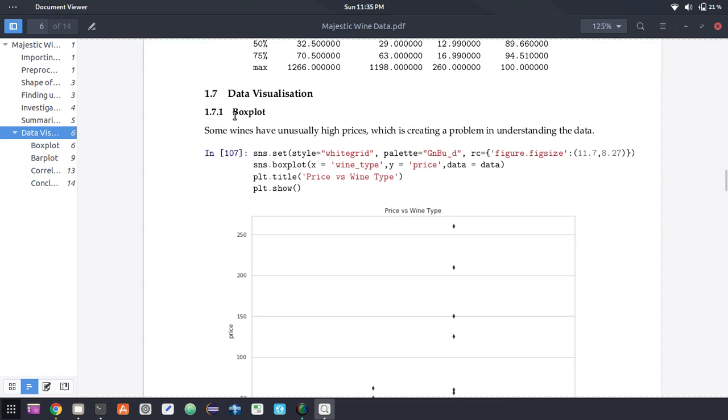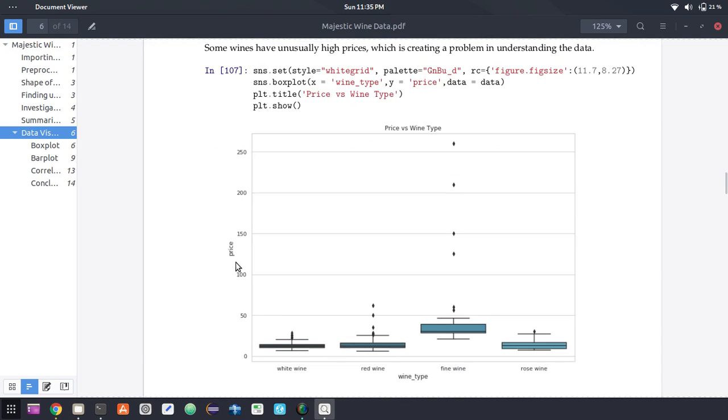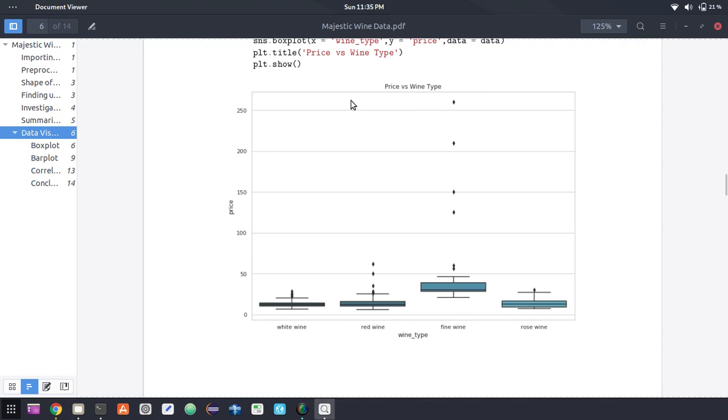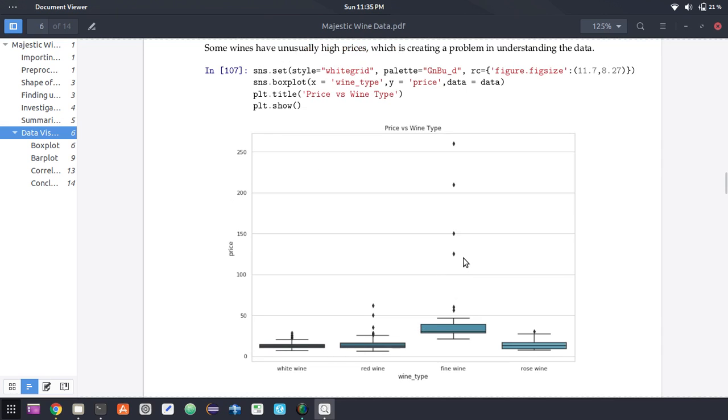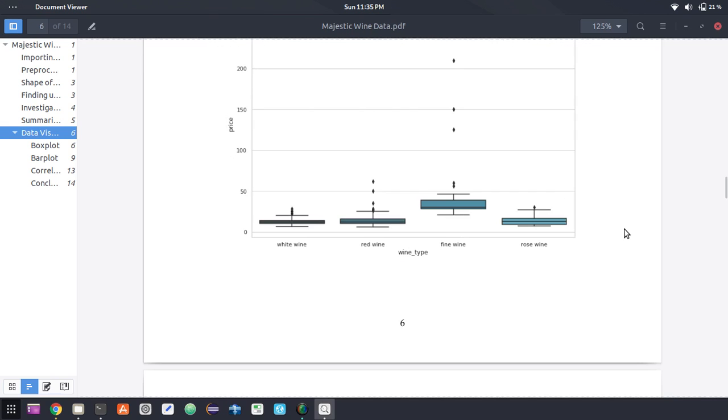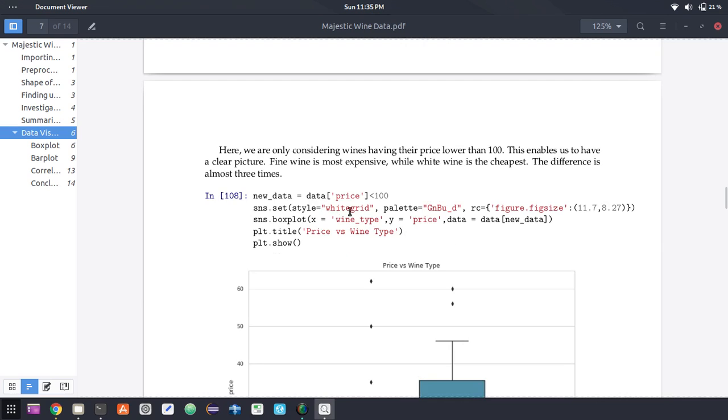Now let's go with a box plot of price versus wine type. This box plot is not really saying anything because everything is compressed down the side. So we have to remove this excess tail here to make any sense out of this data. We're doing that here.